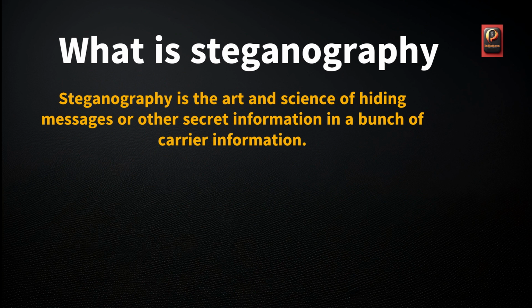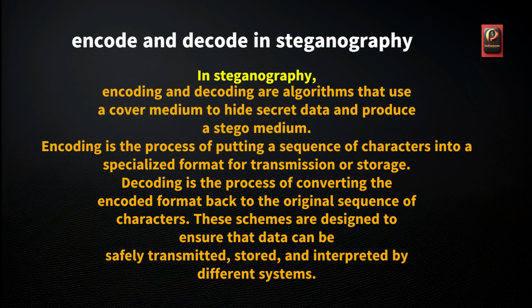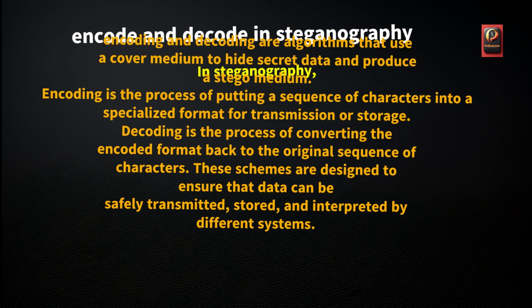Let's understand what is steganography. Steganography is the art and science of hiding messages or other secret information in a bunch of carrier information. What are encode and decode in steganography? In steganography, encoding and decoding are algorithms that use a cover medium to hide secret data and produce a stego medium. Encoding is the process of putting a sequence of characters into a specialized format for transmission or storage. Decoding is the process of converting the encoded format back to the original sequence of characters. These schemes are designed to ensure that data can be safely transmitted, stored, and interpreted by different systems.